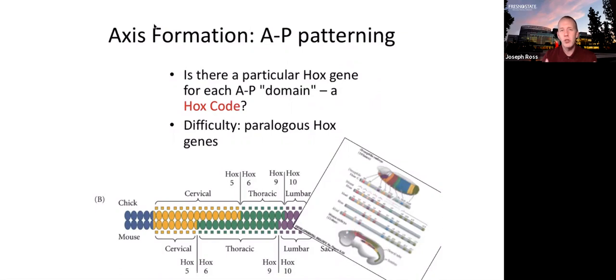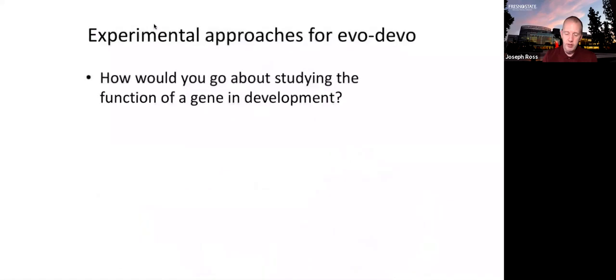So how would you go about figuring out whether a gene that you think is important for development actually plays a role in development? And this is made more difficult, again, in this example, by the idea of paralogs, and I'll explain why in just a minute. This is the last part of this presentation, and it's to answer that question: how do you study the function of a gene in development?